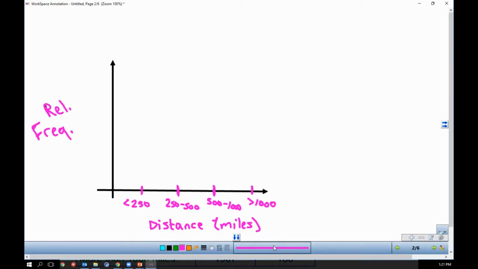Now, if we look at our relative frequencies, what's the highest one you see? 0.53. So all we have to go up to here, really, I'm going to say is 0.6. So halfway would be 0.3. 0.1, 0.2. We're going to count by tenths here.